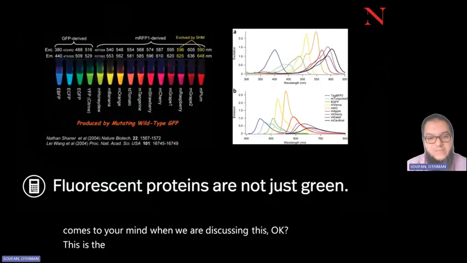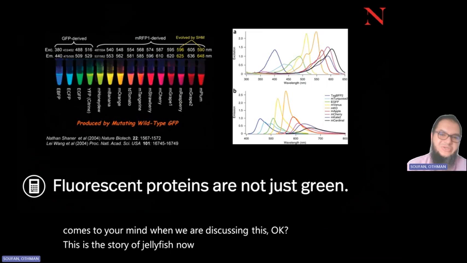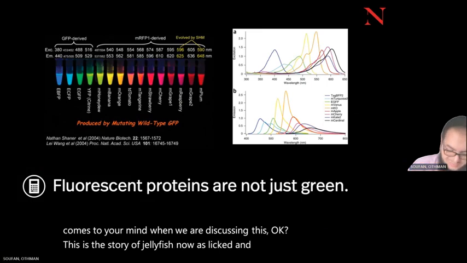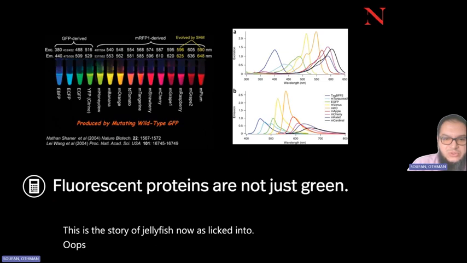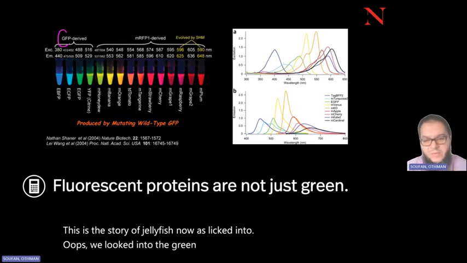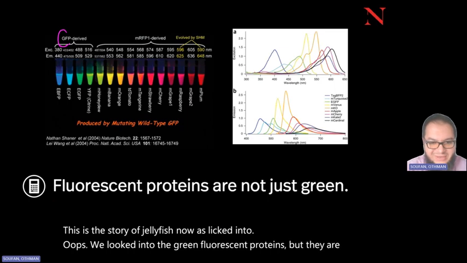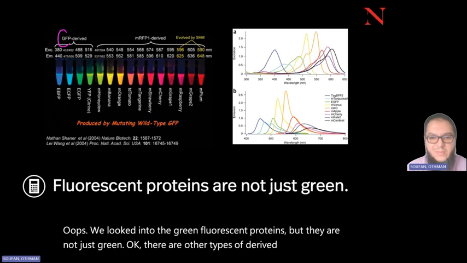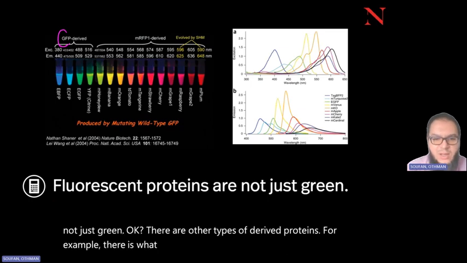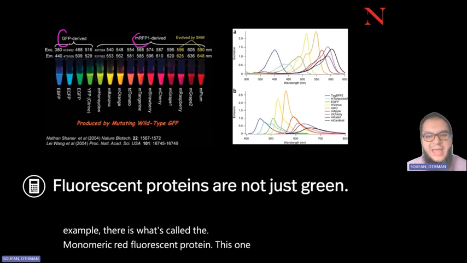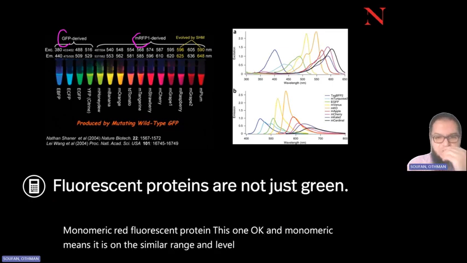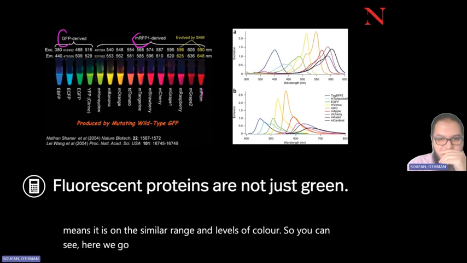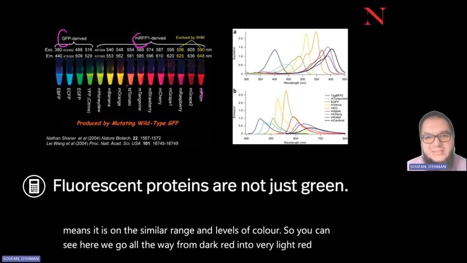This is the story of the jellyfish. Now, as you know, we looked into the green fluorescent proteins, but they are not just green. There are other types of derived proteins. For example, there is what's called the monomeric red fluorescent protein. This one. Monomeric means it is on a similar range and levels of colors. So you can see here we go all the way from dark red into very light red in this area.